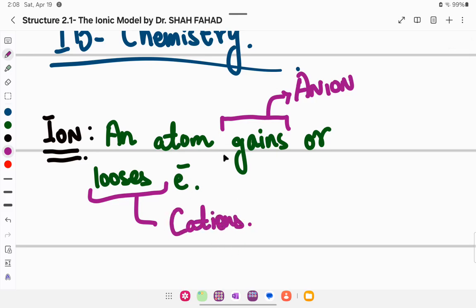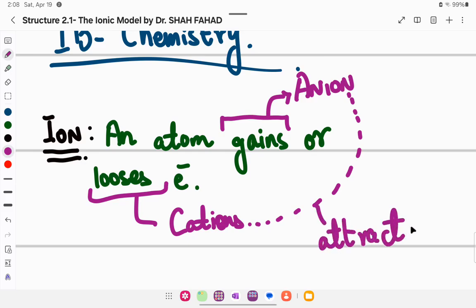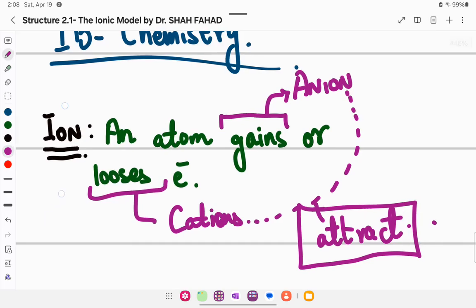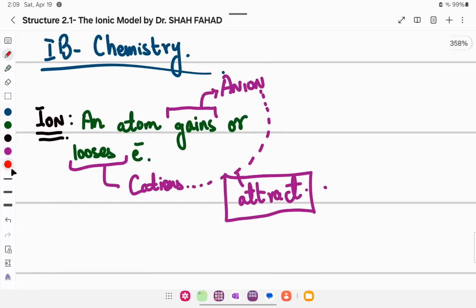Now, because they are oppositely charged, by default you know that anions and cations will always have an attractive force between them, right? They will attract each other. This attraction that develops between the anion and cation is the ionic bond.